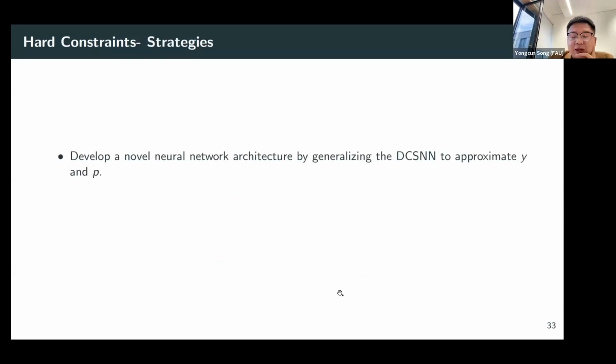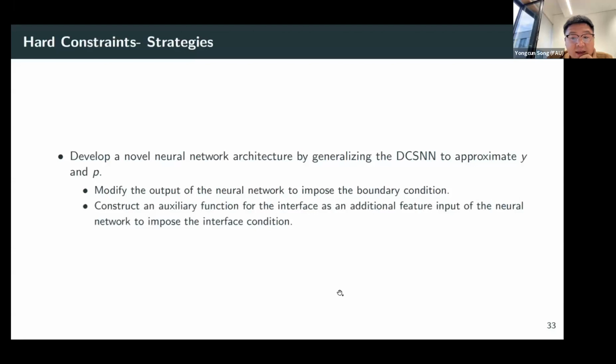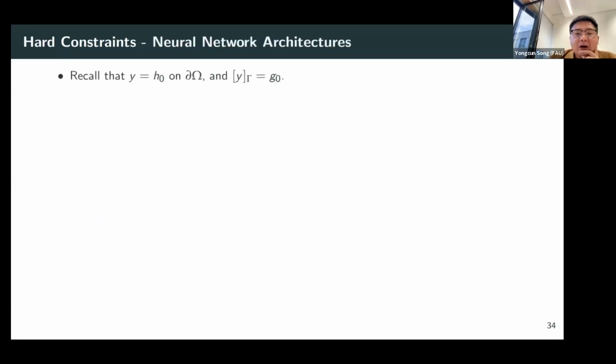The strategy to impose the hard constraints is to develop a neural network architecture by generalizing the DCSNN to approximate Y and P. In particular, we would like to modify the output of the neural network to impose the boundary condition and to modify the input of the neural network to impose the interface condition. Here we construct an auxiliary function for the interface as an additional feature input of the neural network. Next, we introduce our new neural network architectures.